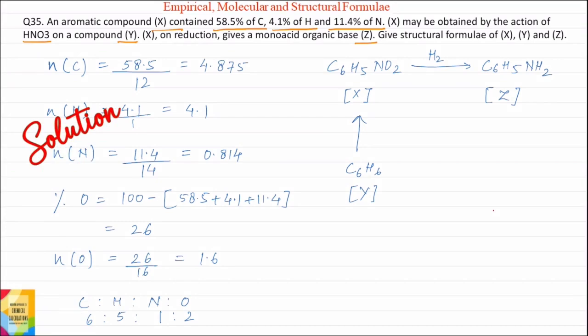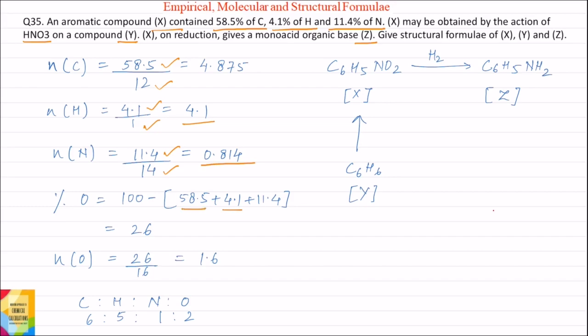First of all, we will find out the moles of carbon, moles of hydrogen and moles of nitrogen. Moles of carbon will be percentage of carbon divided by atomic weight of carbon, which is equal to 4.875. Moles of hydrogen will be equal to percentage of hydrogen divided by atomic weight of hydrogen, and this is equal to 4.1. Moles of nitrogen is equal to percentage of nitrogen divided by atomic weight of nitrogen, and this is equal to 0.814 moles. We will find the percentage of oxygen, which is equal to 100 minus the percentage of carbon plus percentage of hydrogen plus percentage of nitrogen.